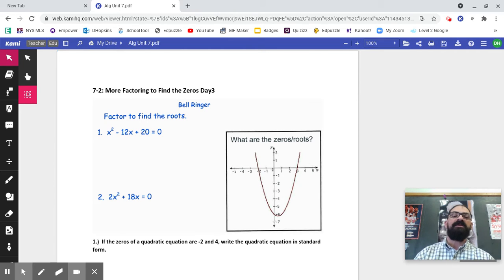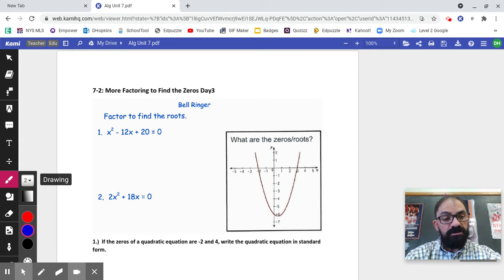Mr. Hopkins: Today we're going to continue factoring and finding the zeros of an equation, also known as the roots, and where they cross the x-axis. So the first little bell ringer to start the class should be a warm-up after the first two lessons, and since it's from a previous lesson. So here we go. It says, find the roots.